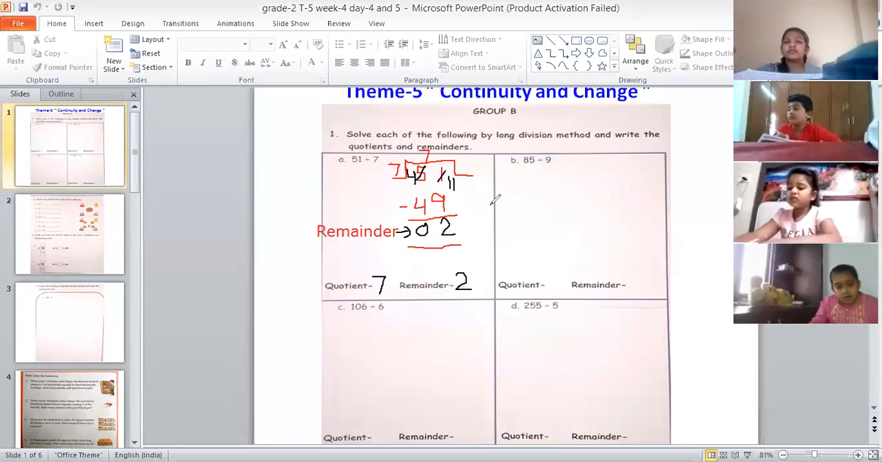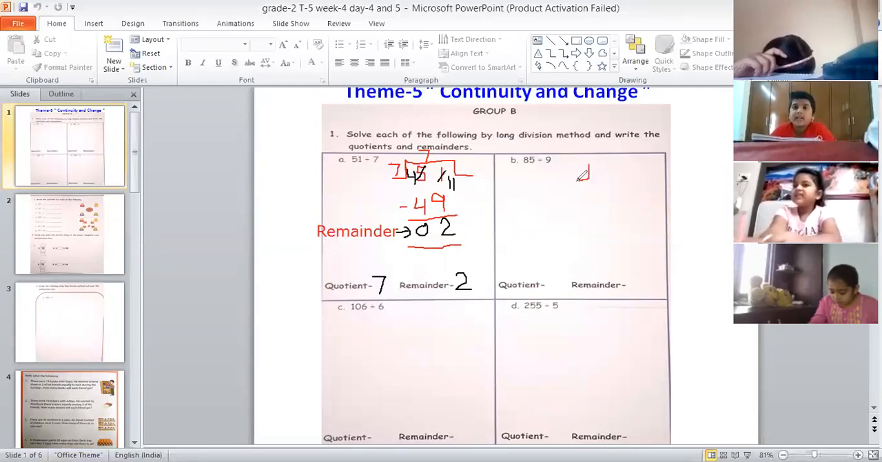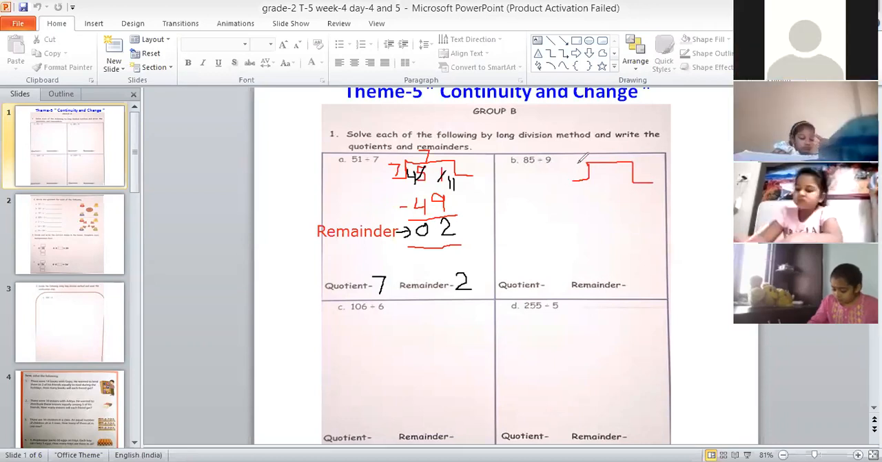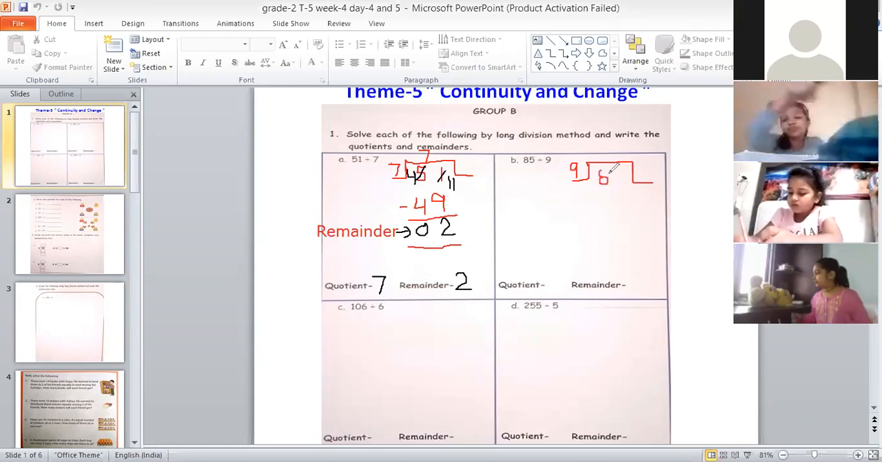Now next one. Pathan, please read second bit. 85 divided by 9. So this is 85 divided by 9. Okay. Which number outside and which number inside, Pathan? 85 should be in and 9 should be out. Very good. After the division symbol, the number is 9. So we will write 9 outside and 85 we'll be writing inside.